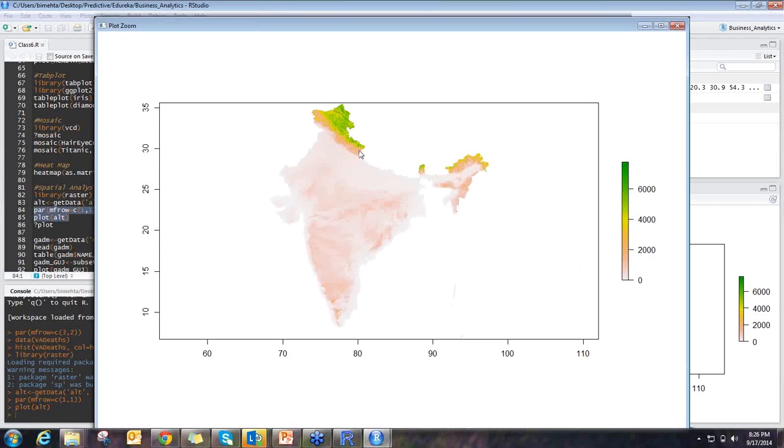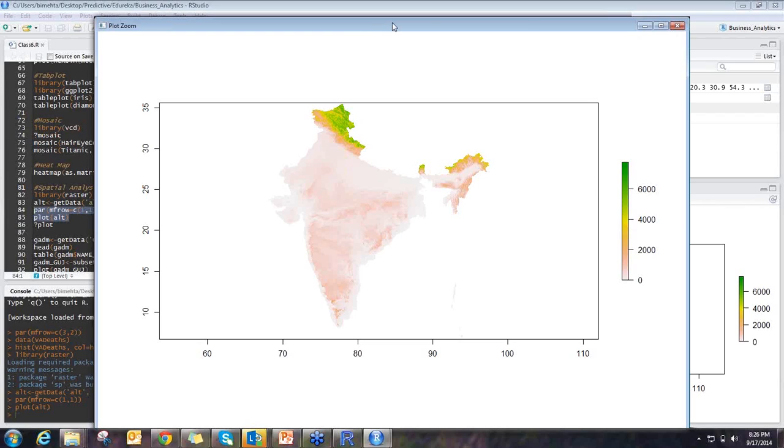See this? It is telling me which regions in India are at very high altitudes, which regions are at low altitudes, and which regions are at different altitudes. So if you look here, green color 600, this is at a very high altitude. So this is your J&K region. If you look at the Assam, Sikkim region, they are also at very high altitudes, right? So such kind of spatial analysis you can also do in R.